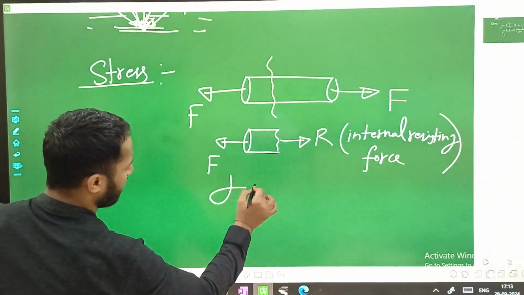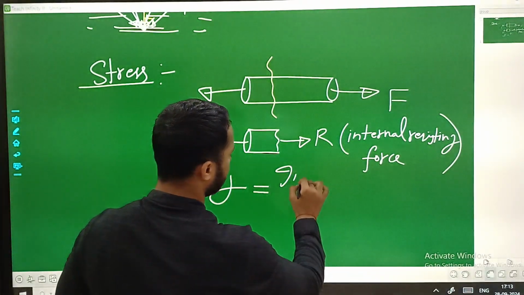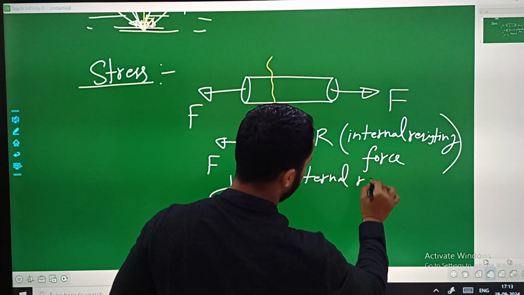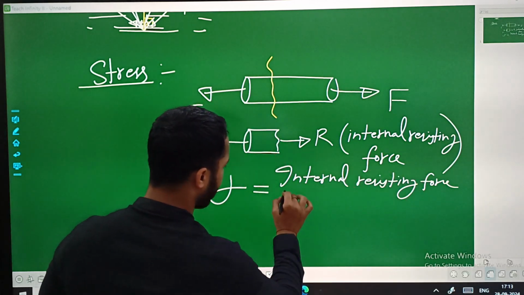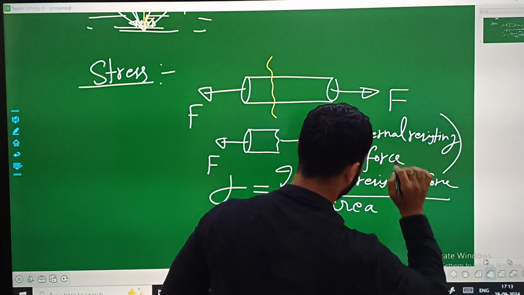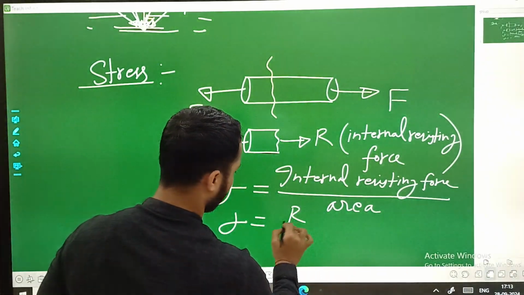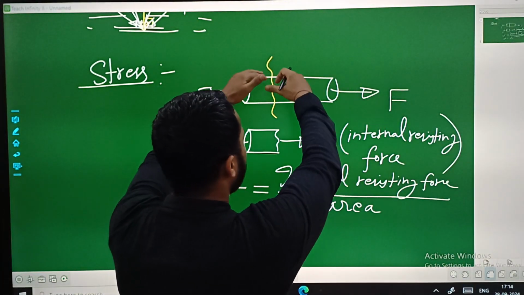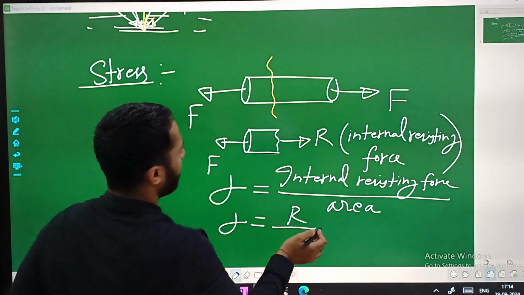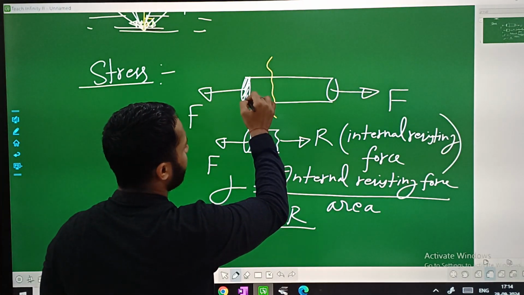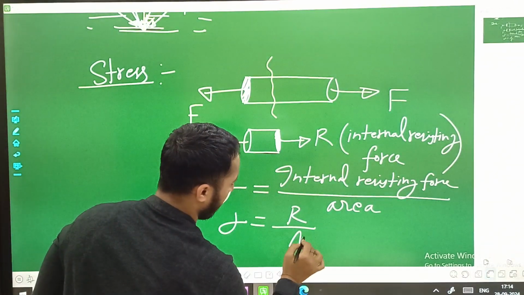Okay, so now I will define stress. Stress is always defined as the ratio of internal resisting force divided by area. So my dear, what is the internal resisting force? R. From where is R coming? It's developing inside the rod because of this elongating force. Upon area, which area? This cross-sectional area. Whatever area is here, the same area will be here also. So this area A.